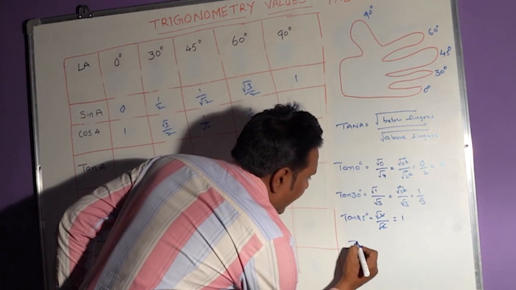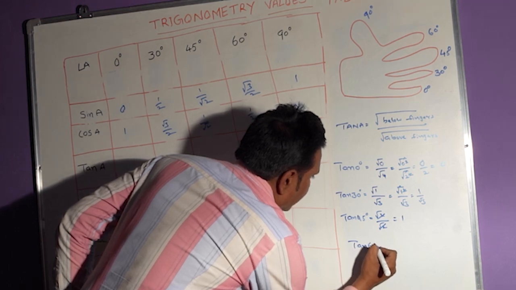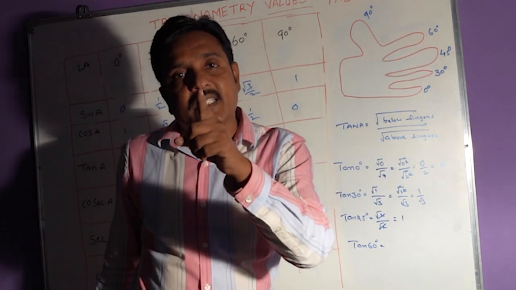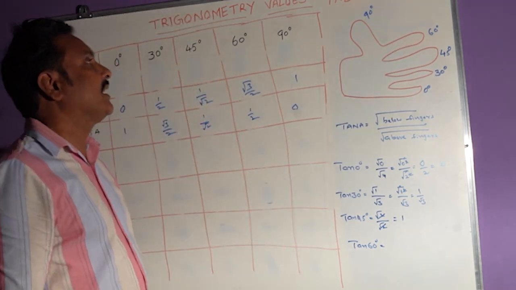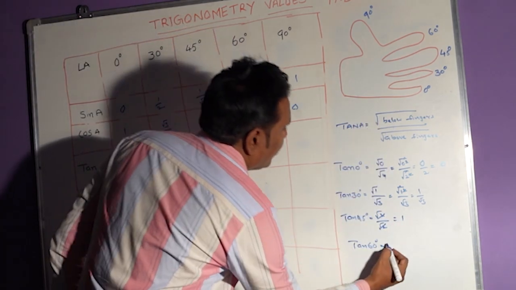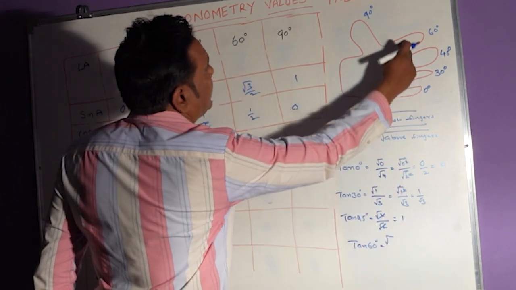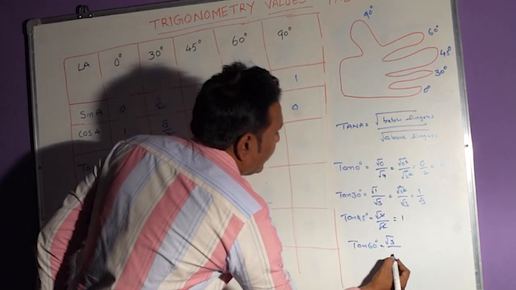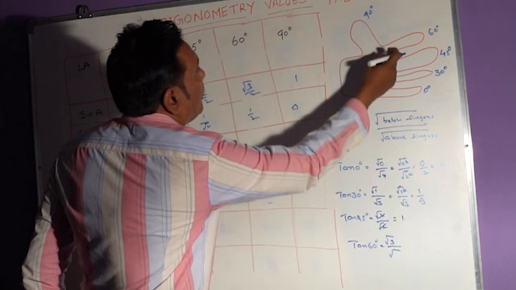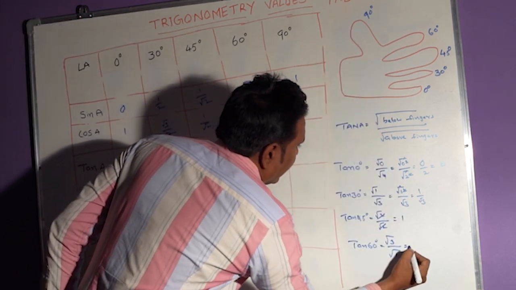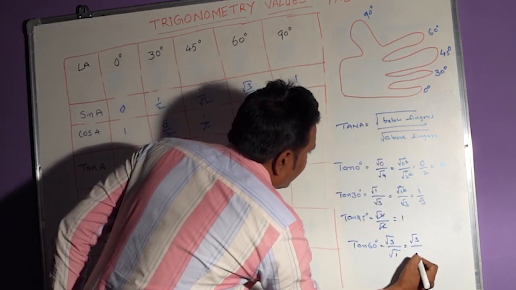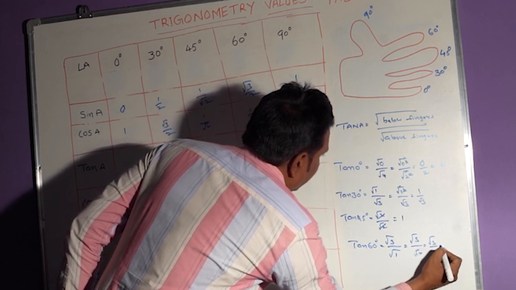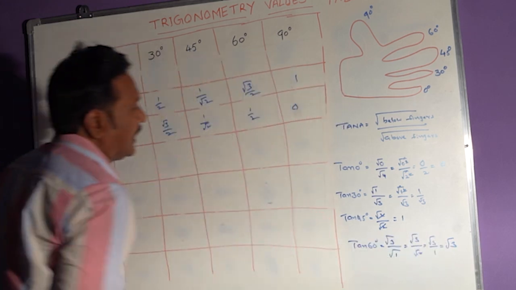Next, tan of 60 degrees. Tan 60 degree means the index finger is the 60 degrees. Index finger is 60 degrees, meaning root of below fingers. Index finger below fingers 1, 2, 3. Root 3 by root of above finger 1. Then root 3 by root 1 square. Square root cancel. Root 3 by 1 is equal to root 3.